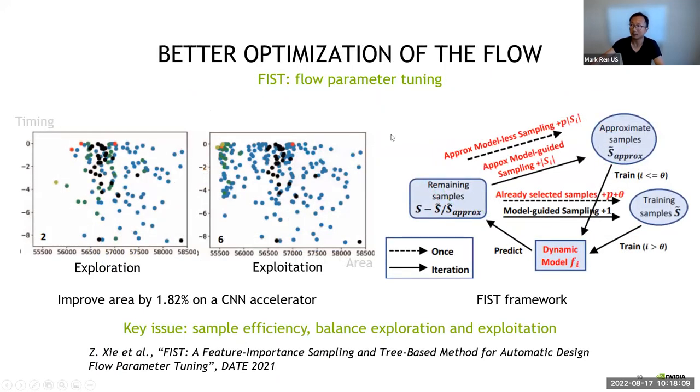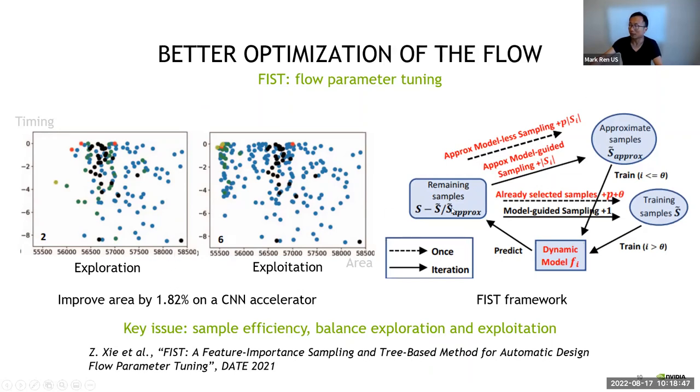Another example is better optimization of the flow, right? The previous example talked about optimizing a single step. Now we're talking about optimizing the entire design flow. So let's consider a physical design flow that includes synthesis, placement, all the way to clocking. This is one of the areas that's been done a lot. Cadence and Synopsys both have AI-driven flow optimization, right? Definitely something that people think is doable and very practical.